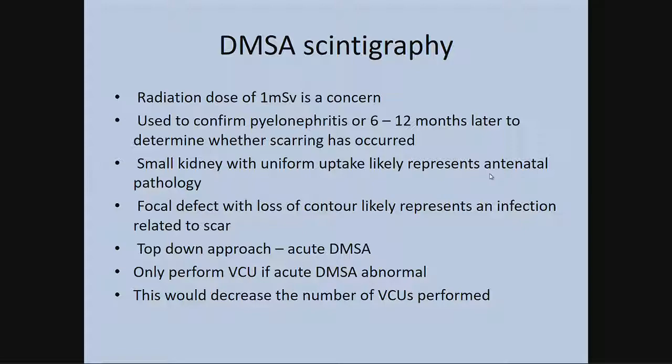Now, DMSA scintigraphy is the third investigation we use in investigating these children. There is a radiation dose involved, which raises concern in the clinical setting. DMSA can be used to confirm the presence of upper tract involvement with infection, or it can be performed to determine whether residual scarring has occurred following the infection. Now, the literature suggests waiting 6 to 12 months from the infection to overcome any transient effects from the infection. But a lot of paediatricians don't want to wait that long when they're managing their children.